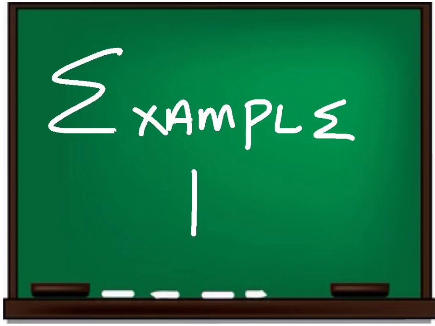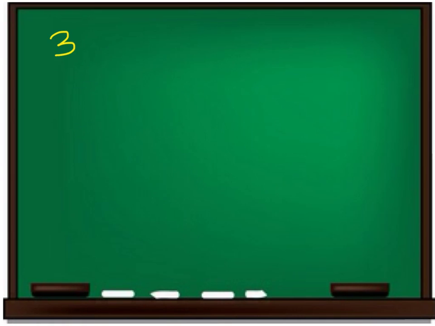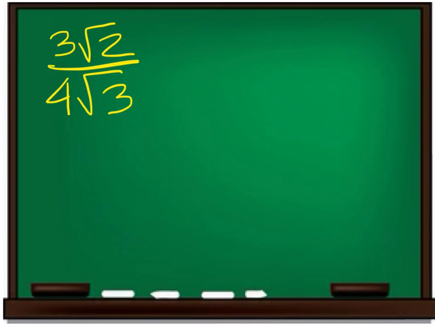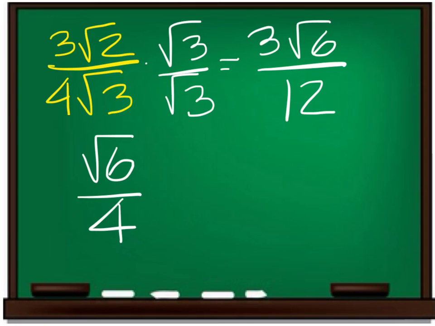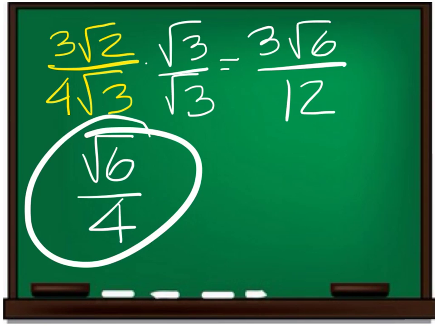36. Example 1. There's 3 square root of 2 on top and 4 square root of 3 on the bottom. Nothing can simplify. So you have to multiply the top and the bottom by the square root of 3. And get 3 square root of 6 on the top and 4 times 3 on the bottom, which would be 12. So 3 over 12 reduces to 1 over 4. So the final answer would be square root of 6 over 4.